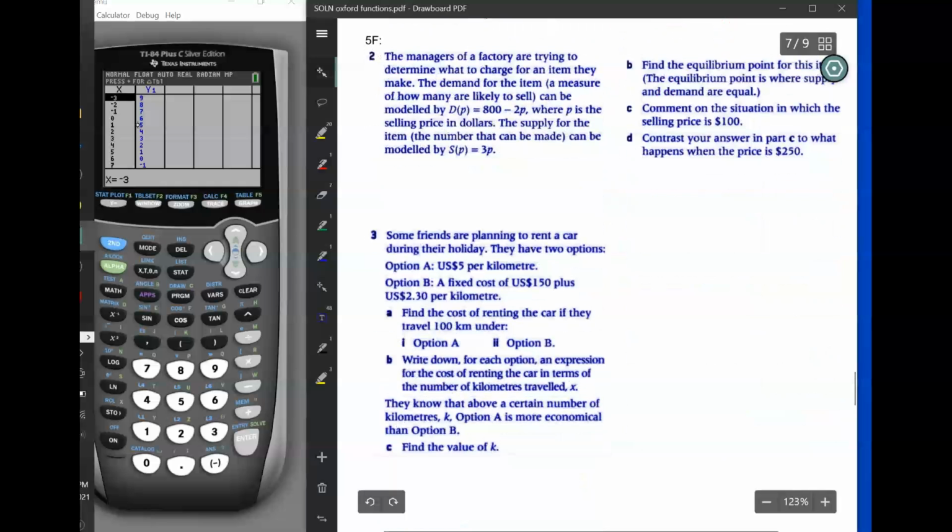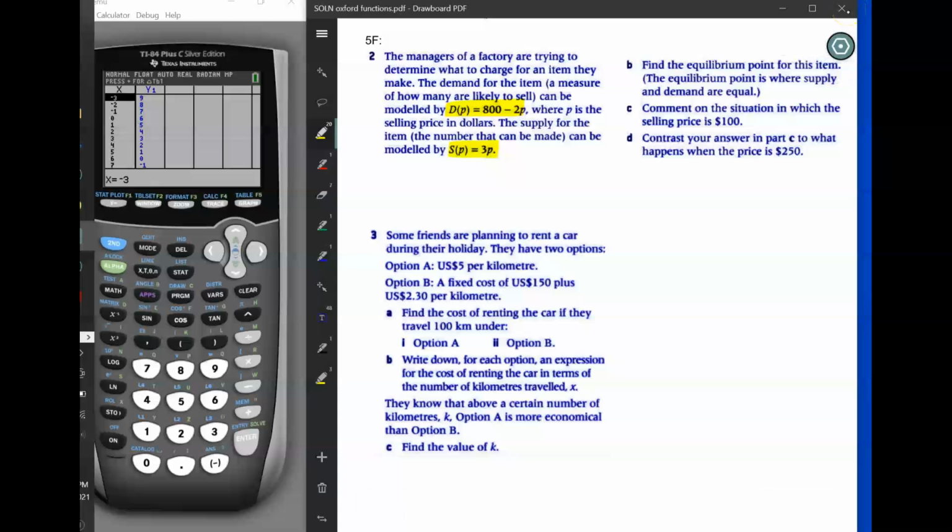5F. The managers of a factory are trying to determine what to charge for an item they make. The demand for the item, a measure of how many are likely to sell, can be modeled by D of P equals 800 minus 2P, where P is the selling price in dollars. D is the demand. The supply for the item, the number that can be made, can be modeled by S of P equals 3P. Find the equilibrium point for them. The equilibrium point is where supply and demand are equal.